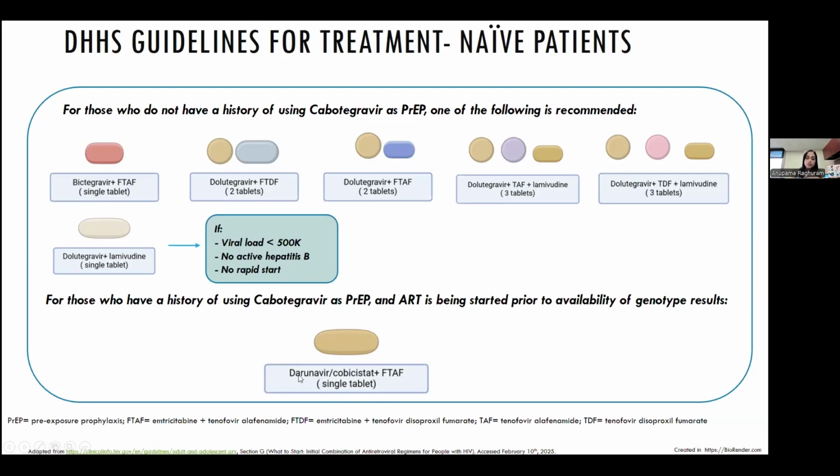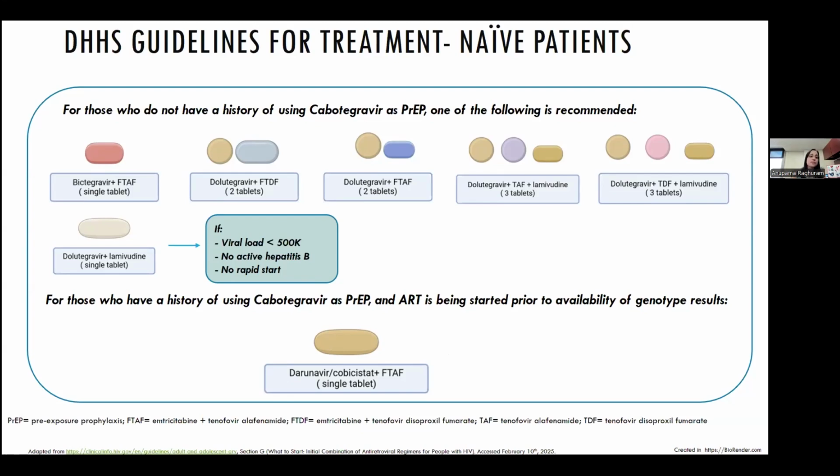So that's your darunavir with cobicistat plus FTAF, and this all comes in one tablet, and it's a pretty big pill. So just keep that in mind. So those are really the initial regimen options that you would have for most treatment-naive patients. Okay, so 7 things. Remember, bictegravir, dolutegravir as bases, and in the case of exposure to CAB, you have darunavir as a base. Okay, so bictegravir, dolu, FTAF, FTDF, you got it all.